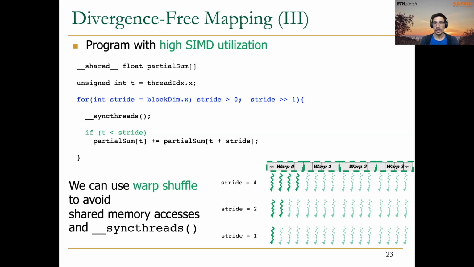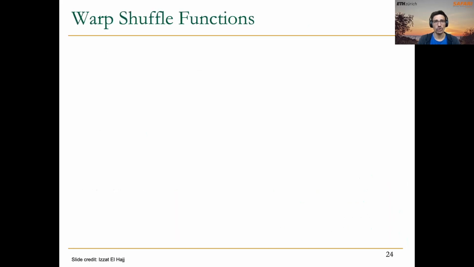So these can share data without having to go to the shared memory and using sync thread. We can do it in a more efficient way by using the warp shuffle instructions or warp shuffle functions. Let me introduce these warp shuffle functions, and then we will see how to use them in our code.